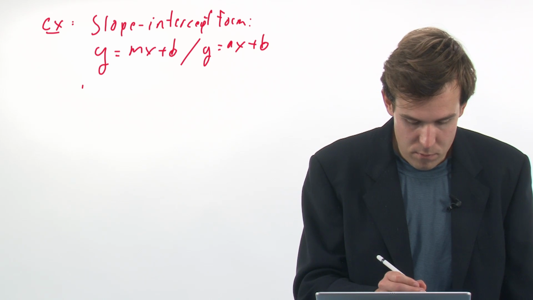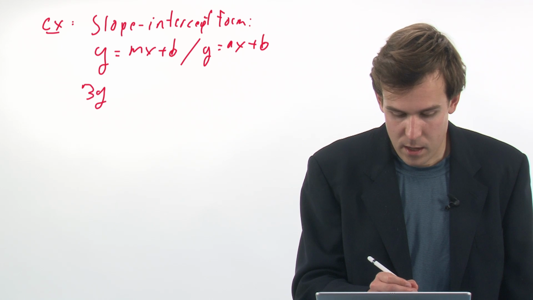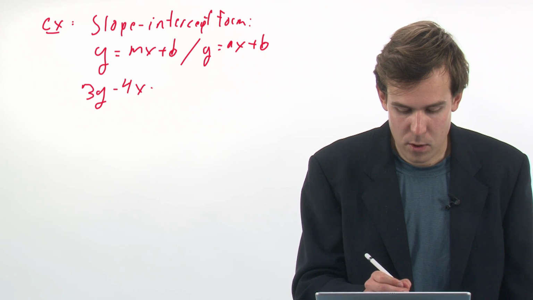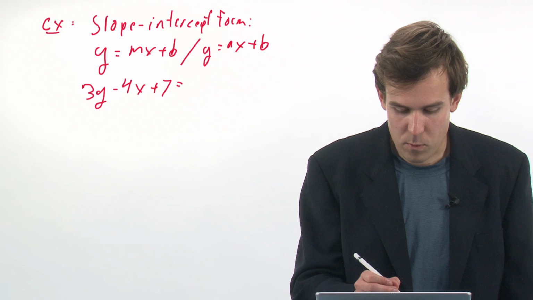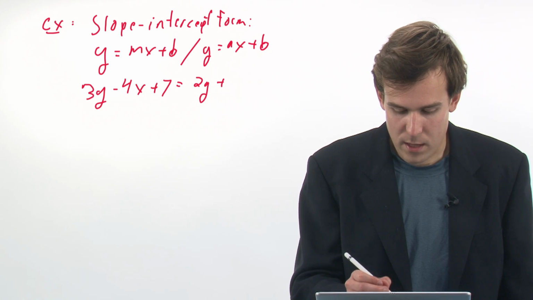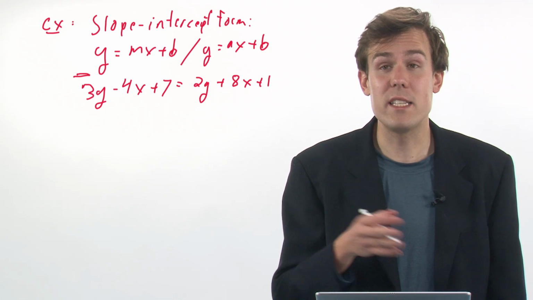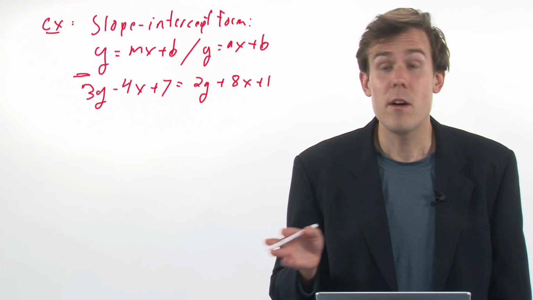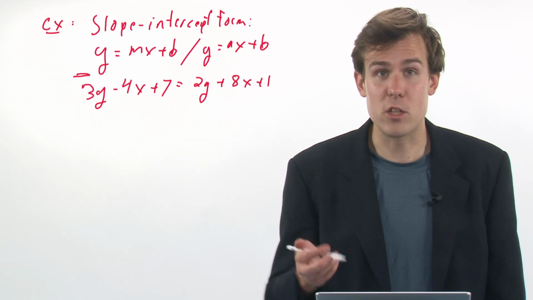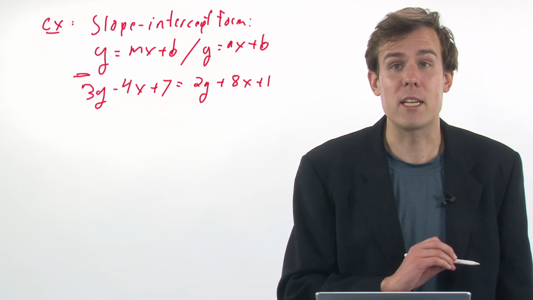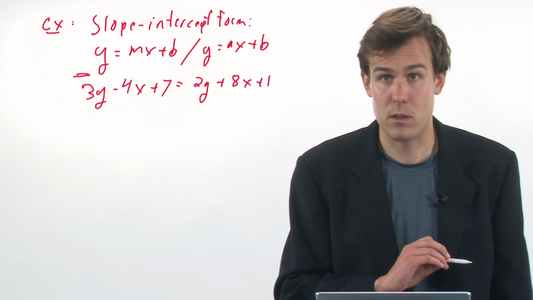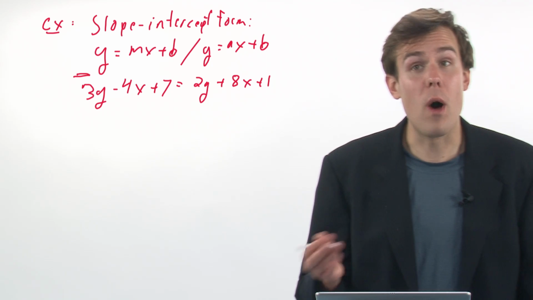We have 3y minus 4x plus 7 equals 2y plus 8x plus 1. Right now I have y's and x's on both sides. So I need to do some rearranging to get it to look like y equals mx plus b or y equals ax plus b. So let's put all the y's on one side.